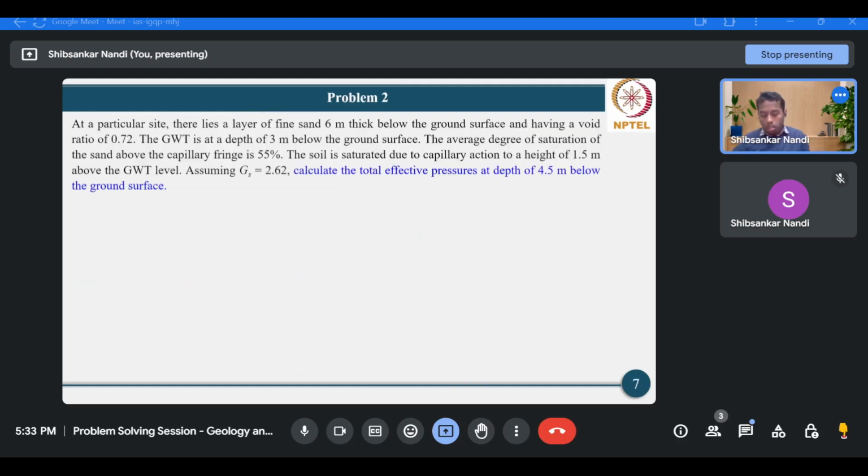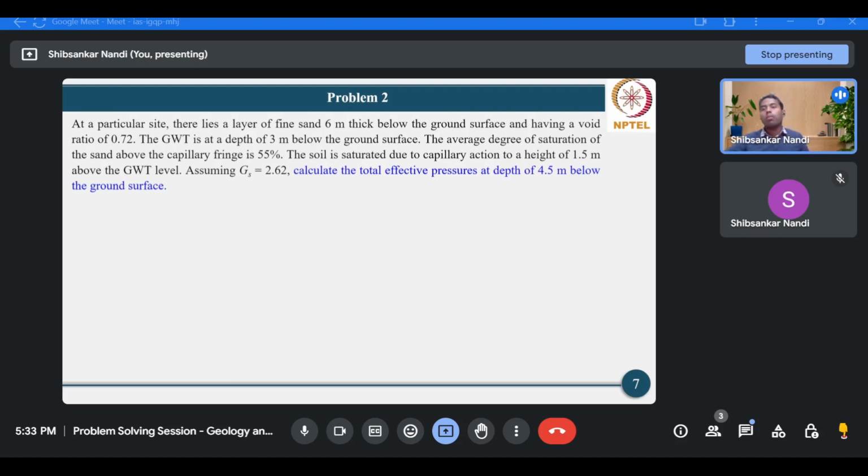Okay, so the next problem is very similar to the previous problem. Nothing to do with this problem except the calculation of the capillary fringe zone is not required in this problem. Why? Because it's directly mentioned. So for that we'll read the problem statement first.